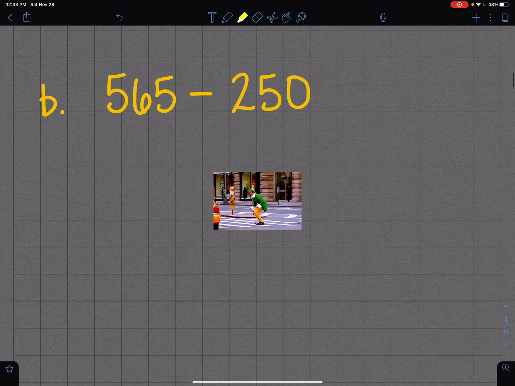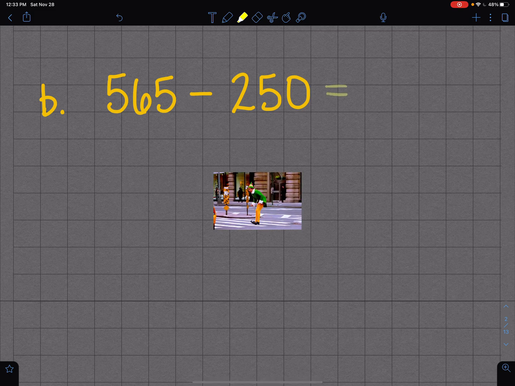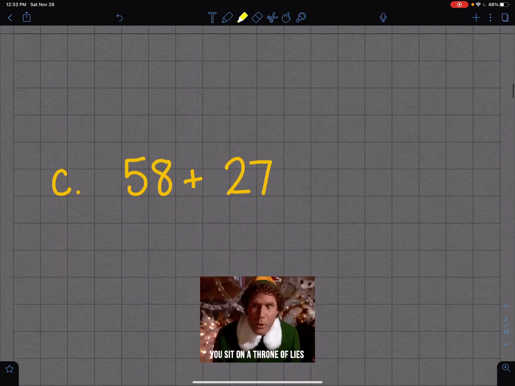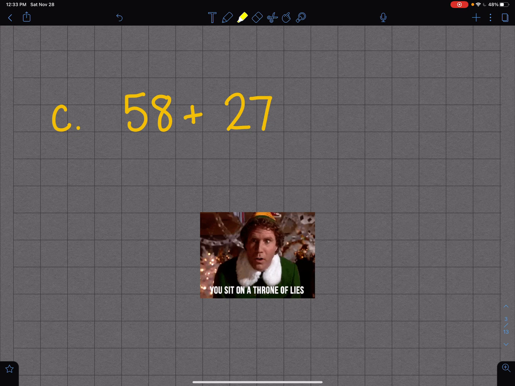B, we are going to do 565 minus 250. Let's do C, 58 plus 27.